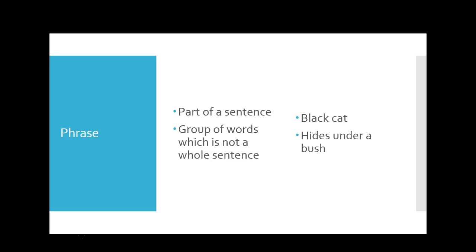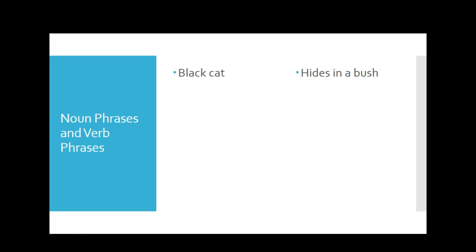To understand how nouns and verbs fit into sentences, you need to know one more word, phrase. A phrase is basically part of a sentence, like black cat or hides under a bush. These are groups of words which by themselves are not sentences. Phrases are usually defined by the most important word they have. For example, black cat is a noun phrase because its most important word, cat, is a noun. We know that cat is the most important word because black is just telling us more about the cat. The phrase hides under a bush is a verb phrase because the verb is the most important word, hides. The other words in the phrase are just telling us more about the hiding. Noun phrases and verb phrases are the most important types of phrases because every sentence needs them.